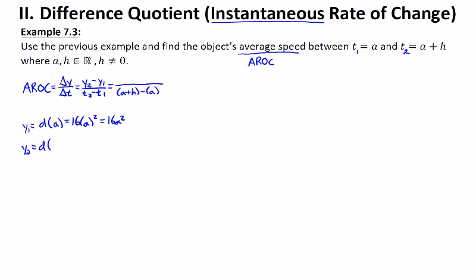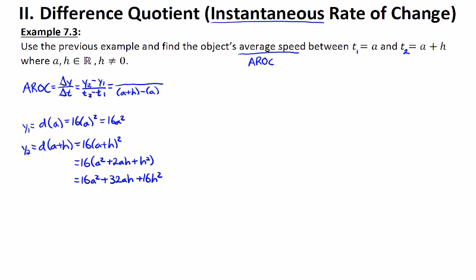y2 will be done in a similar fashion. y2 is going to be the distance that goes with a plus h, or t2. So 16 times a plus h squared, and I have to first do the squaring part. That's going to be a squared plus 2ah plus h squared. Then I'll distribute to get 16a squared plus 32ah plus 16h squared.